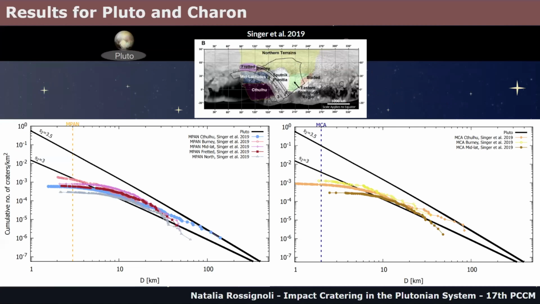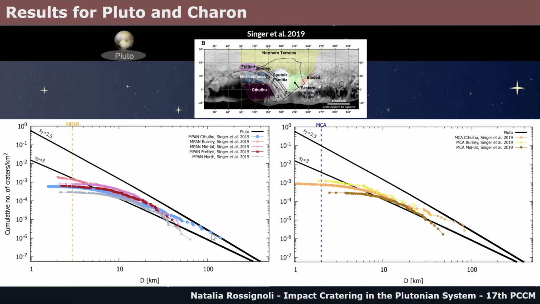Going into the preliminary results we have obtained for Pluto, using the work from Kelsey Singer and collaborators, we can see here the different regions that the authors analyzed, and here we can see our results. This is the accumulated number of craters per square kilometer in terms of the size of the crater. In black, we can see our results for the two slopes that we consider below the break of 100 kilometers. And here in color, we can see the crater data, with the vertical lines indicating the completeness limit.